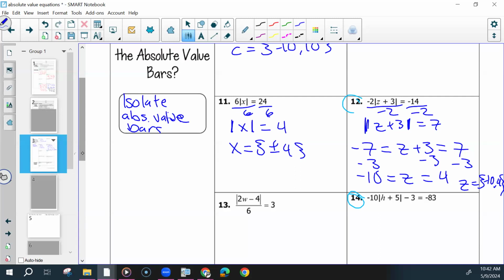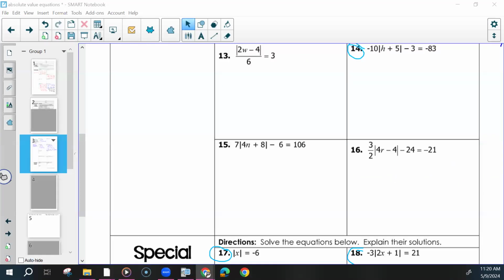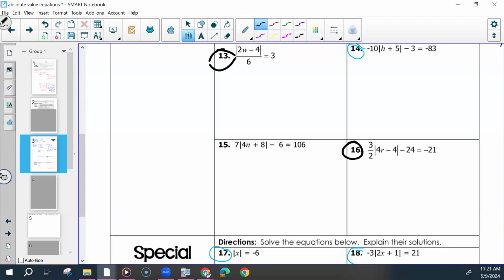We will do some more when we get back. Looking at 13, 14, 15. Which of those do we want to see you go over, have questions about? 16. Oh, 13. Let's start with those two.